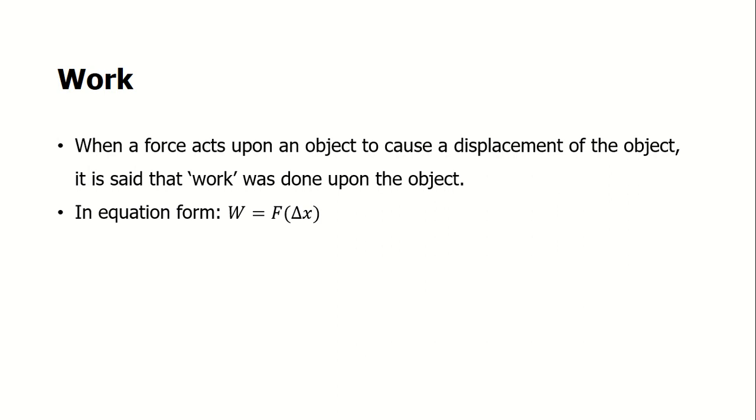We can express work in equation form. In symbol, work will be W, capital W, and it will be equal to F for force multiplied with change in x, or change in position, or the displacement. So work is just a product of the force and the displacement experienced by the object. If that is the case, the unit of work will be the product of newtons and meter. So the combined unit is actually joules. Joules in symbol is the capital J.